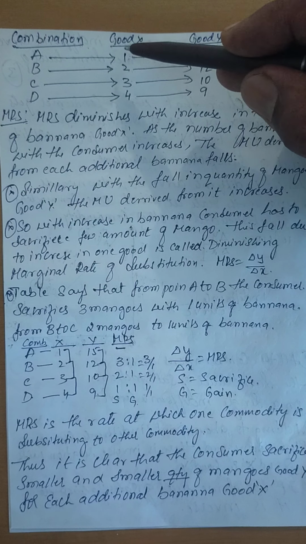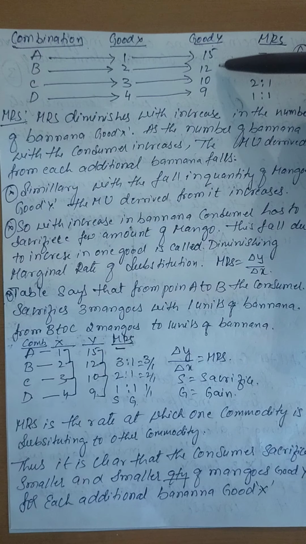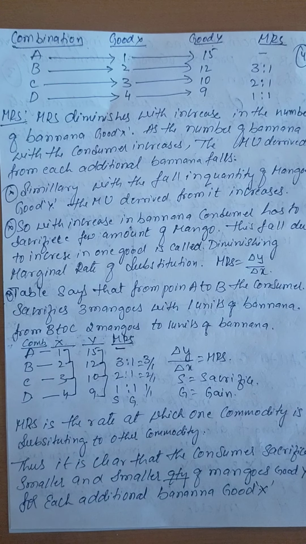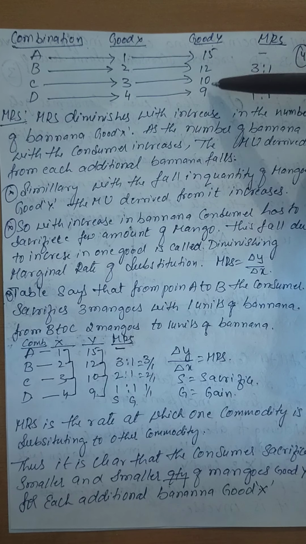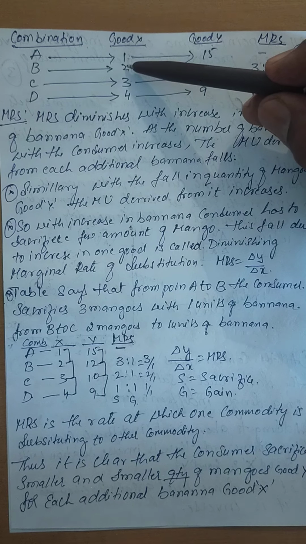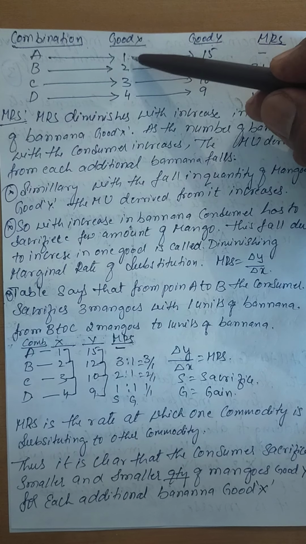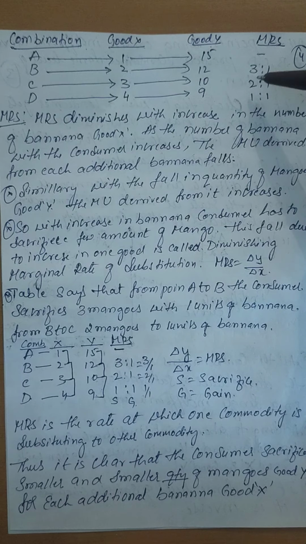We are saying here, as and when it is increasing, marginal utility is decreasing. As and when it is decreasing, marginal utility is increasing. So with an increase in banana, the consumer has to sacrifice a few mangoes. This fall due to the increase, we call it MRS. So MRS is nothing but so many units of banana being consumed with respect to the sacrificing of mangoes. That is what MRS is. So delta y by delta x. Delta x is the change in x: 2 minus 1 is 1. That is the change in x. 15 minus 12 is 3. That is the change in y. So change in y and change in x, that is the point here we have to observe.